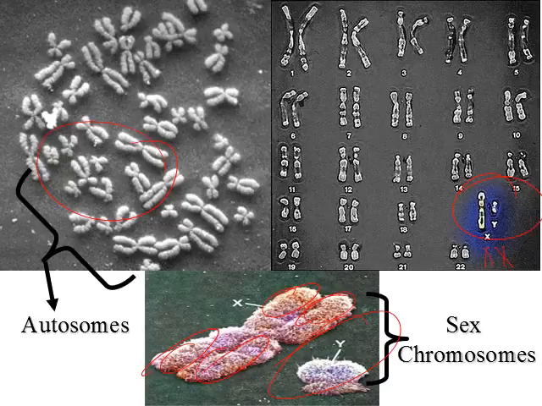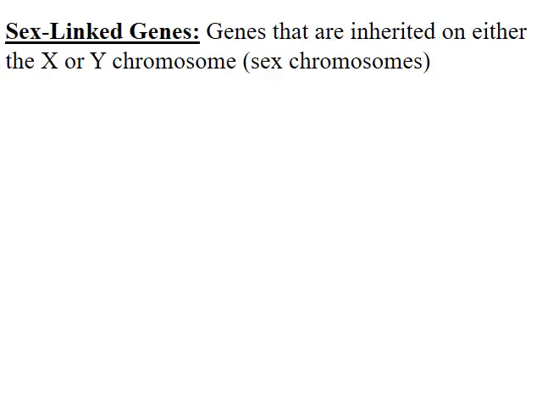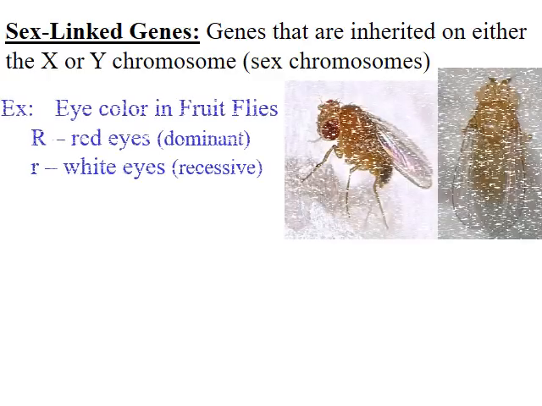Y chromosome. Now, this gets back to the idea of pedigrees when we talk about what are called sex-linked genes. These are genes, segments of DNA that code for proteins, that are inherited on either the X or the Y chromosomes of the sex pair of chromosomes. So not on the autosomes, but on the sex chromosomes. And really the ones we're interested in tend to be the ones that don't exist on the Y chromosome, but do exist on the X chromosome.